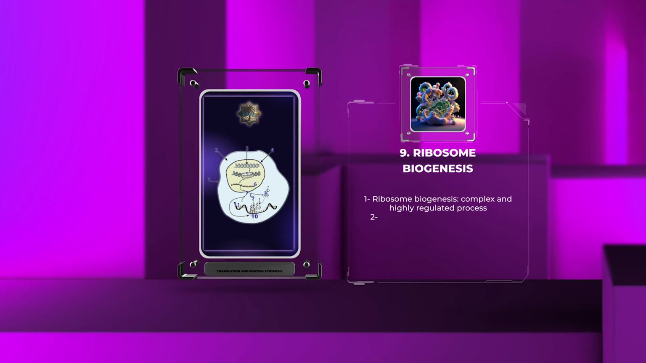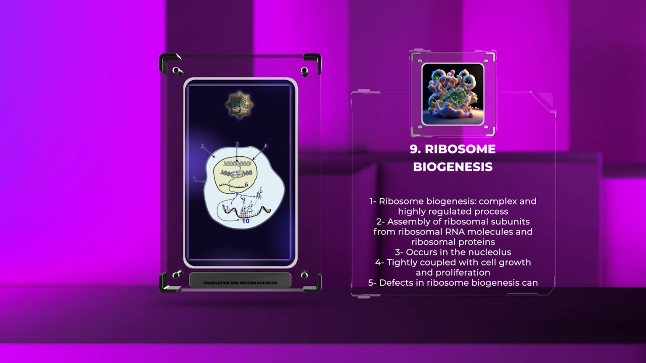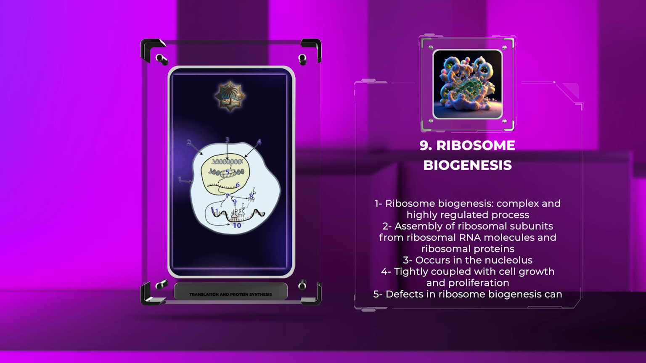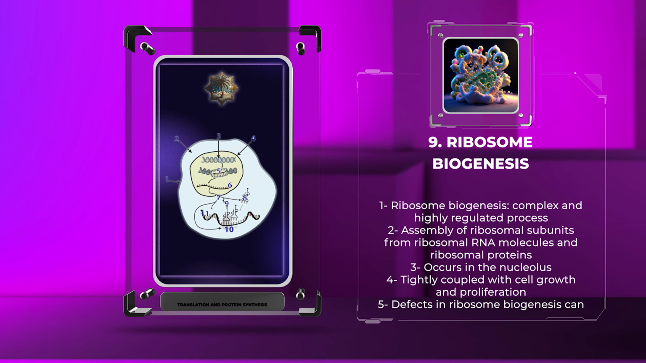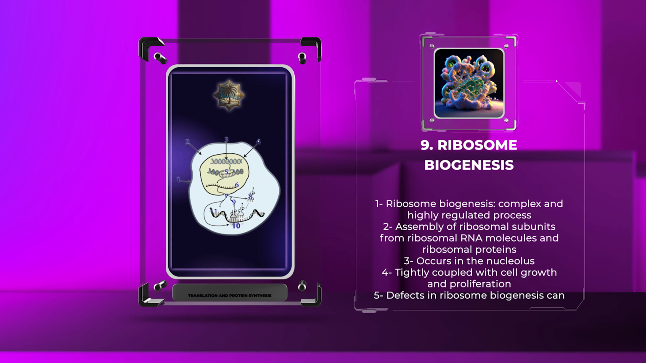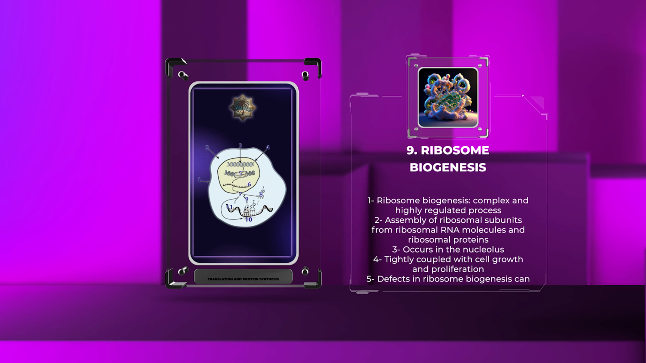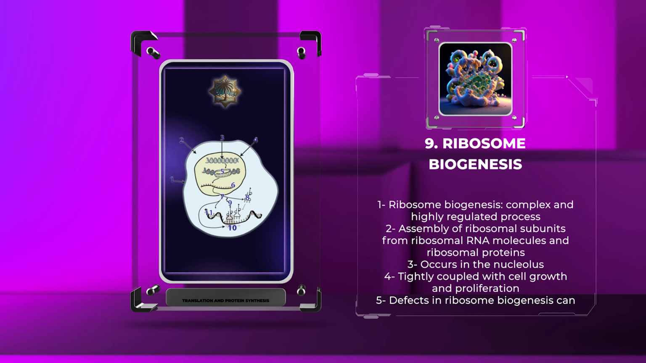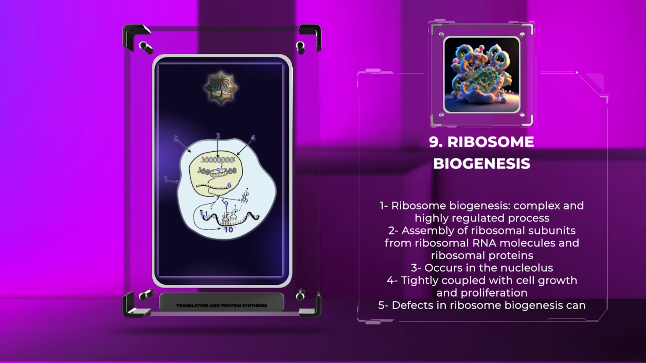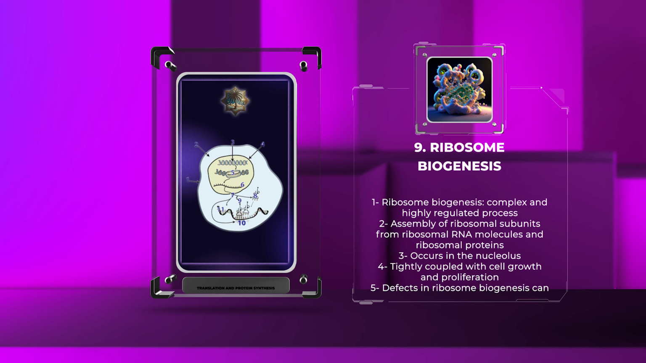Ribosome biogenesis is a complex and highly regulated process that involves the assembly of ribosomal subunits from multiple ribosomal RNA, rRNA, molecules and many ribosomal proteins. It occurs in a specialized subcellular compartment called the nucleolus. Ribosome biogenesis is tightly coupled with cell growth and proliferation, and any defects in this process can lead to cellular dysfunction or developmental abnormalities. By studying ribosome biogenesis, researchers gain insights into the regulation of protein synthesis and its implications in various diseases, such as cancer and ribosomopathies.